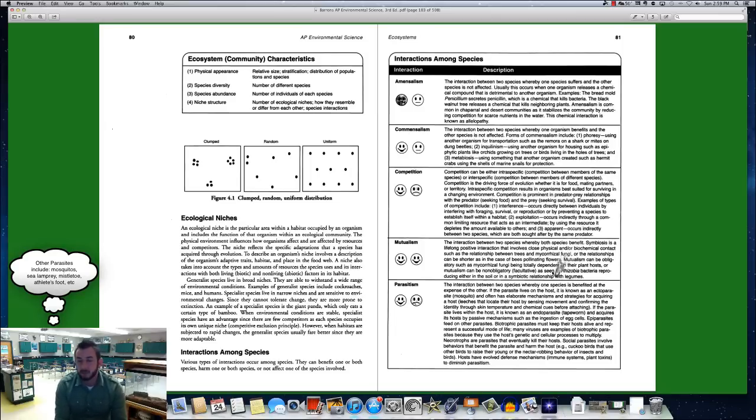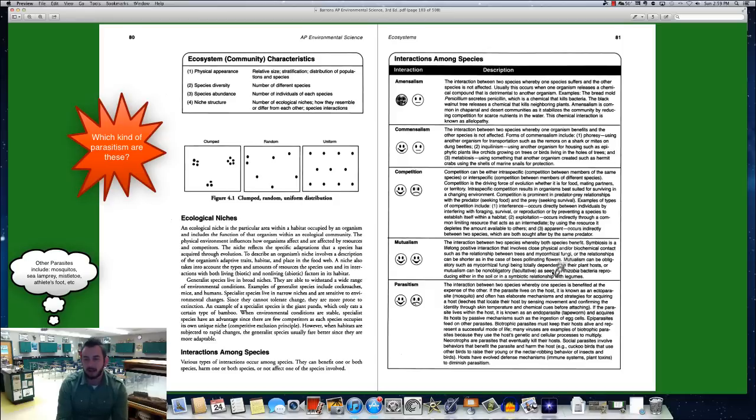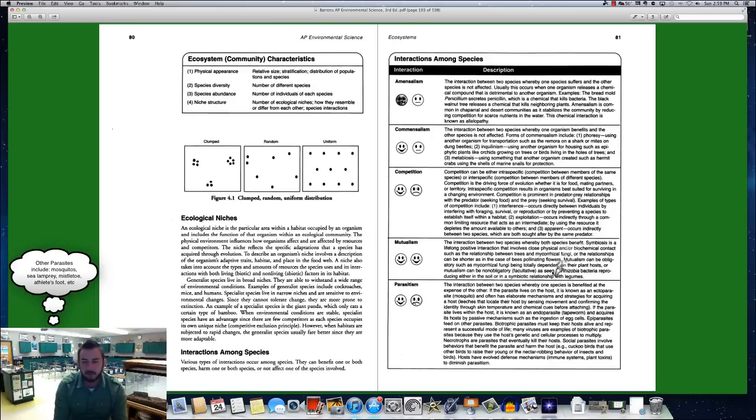A parasite that lives within the host is known as an endoparasite, hence the inner part. Tapeworms are examples of these, and they acquire their host by passive mechanisms such as the ingestion of eggs in uncooked meat. Biotrophic parasites must keep their hosts alive and represent a successful mode of life. Many viruses are examples of biotrophic parasites. And then there are also necrotrophs, which are parasites that eventually kill their hosts.